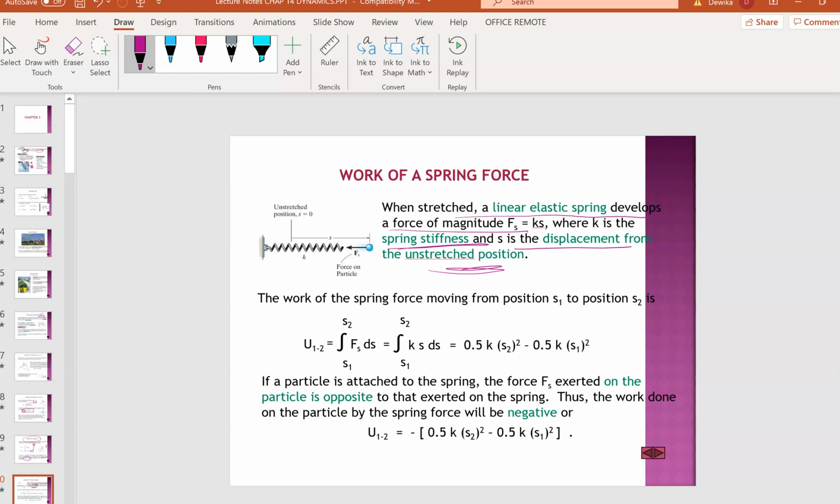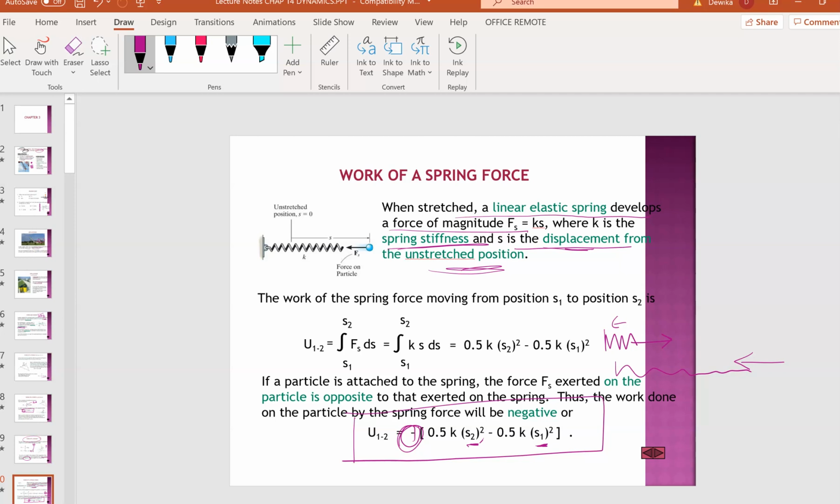Now, once again, this is also negative. Why is it negative? Because if you compress a spring, the force will be opposing. And when you stretch the spring, the force will also be opposing, trying to get back to its original position. So if you look at this formula, we have the negative value, then S2 squared minus S1 squared. Now remember, S is the displacement from the unstretched position.